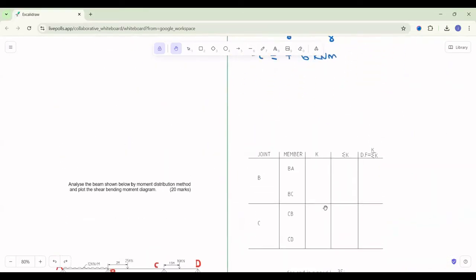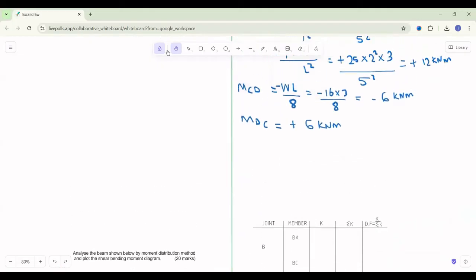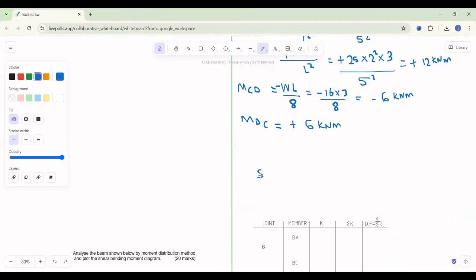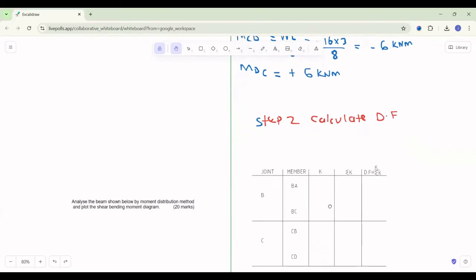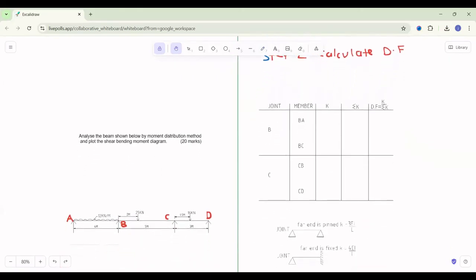The next step is to calculate the distribution factor. So step number 2 is calculation of the distribution factor. Now I have prepared a table here. We only have 2 joints, that is joint B and joint C. So you prepare such a table.